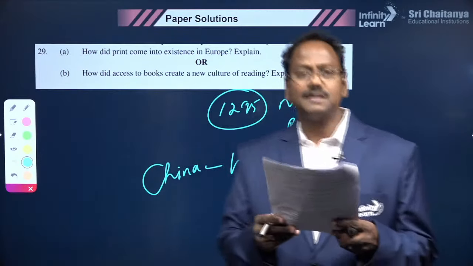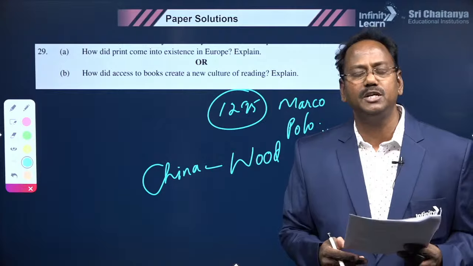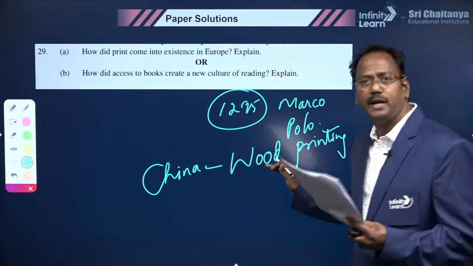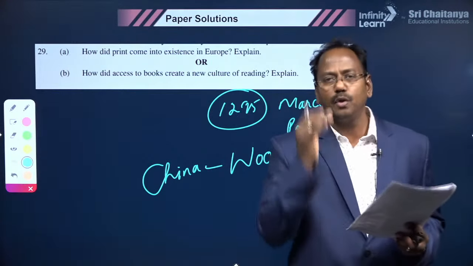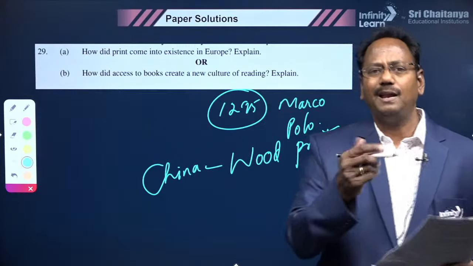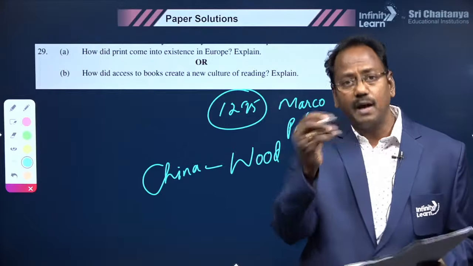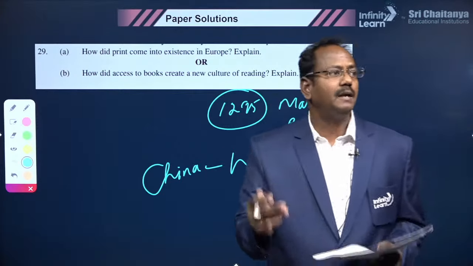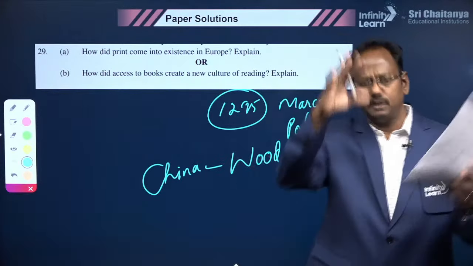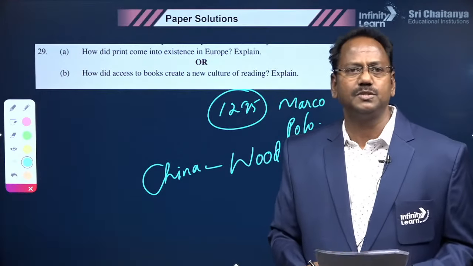Then luxury editions were still handwritten. By that time, what was the condition? Most of the luxury editions were handwritten in Europe. There were manuscripts, and many calligraphers used to write on their own and design them wonderfully. Every page was designed. So, such conditions prevailed.